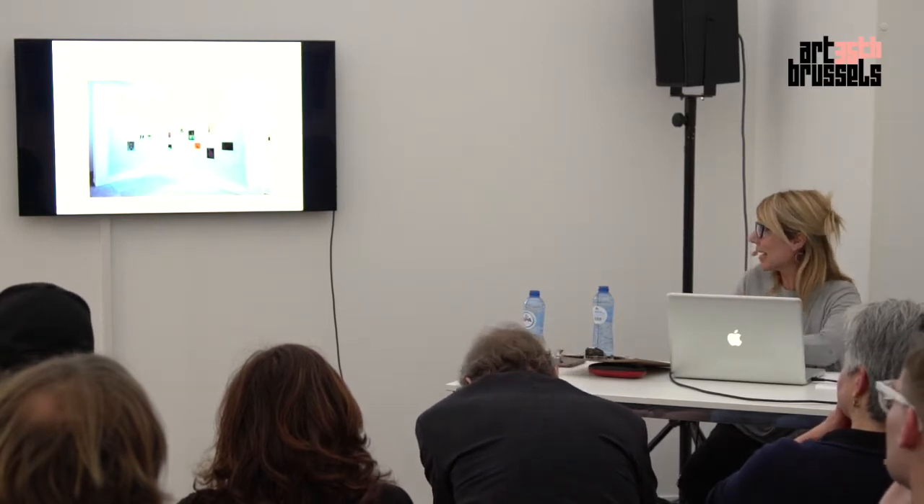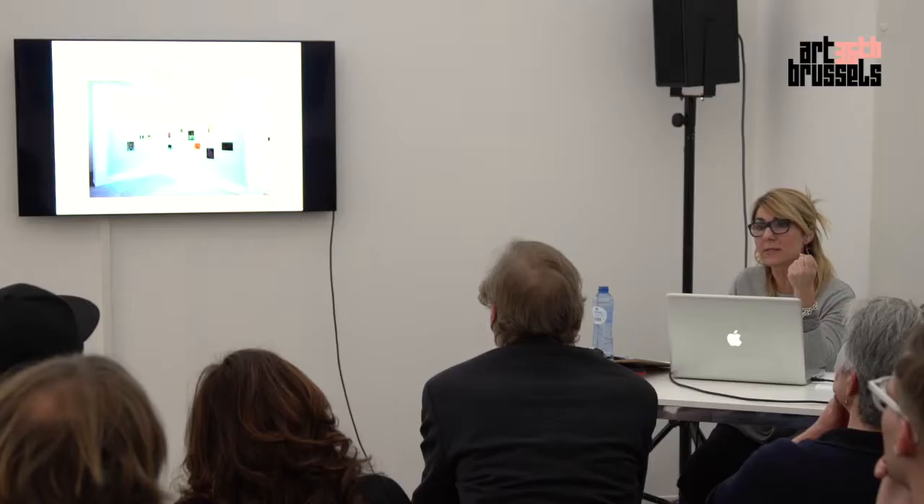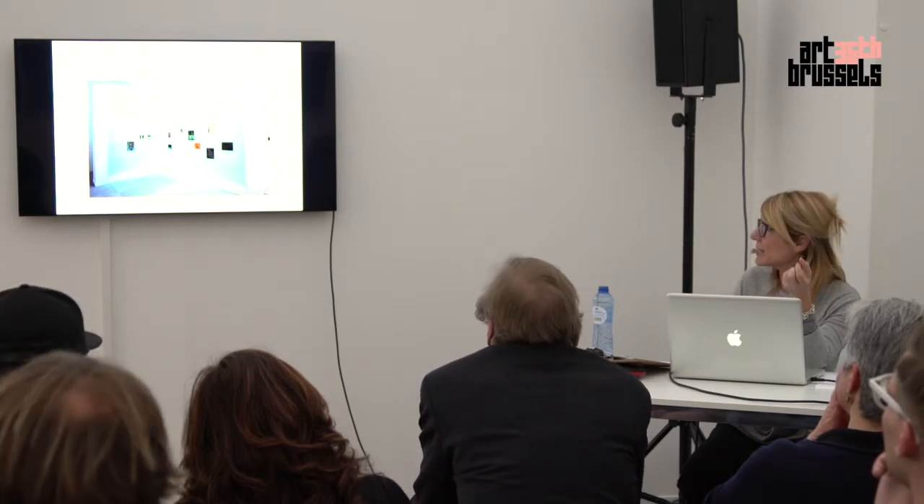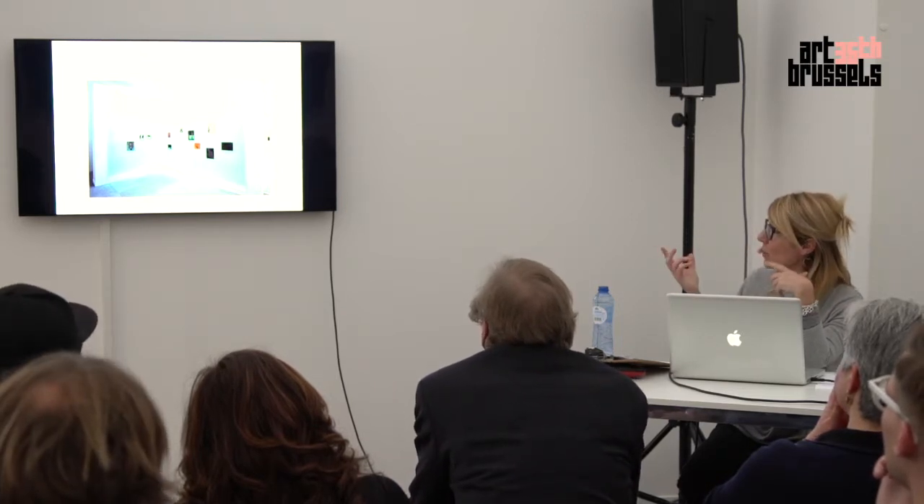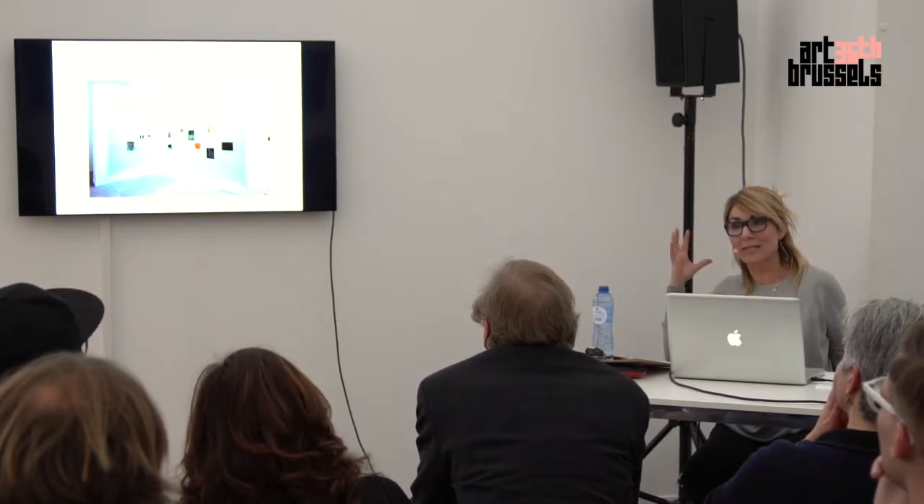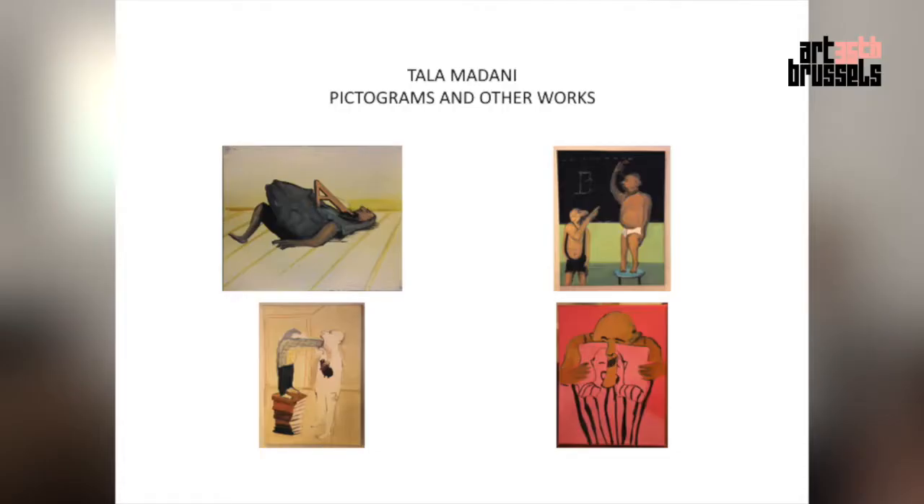Tala Madani, a painter from Iran, made a body of work that talks about what happens when language collapses. And of course, what happens when language collapses is that you have violence and you have situations of precarity. In this body of work, men become alphabet, and they enact various performative roles about what the consequences are when language collapses.